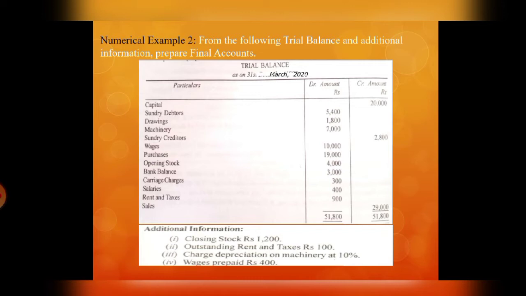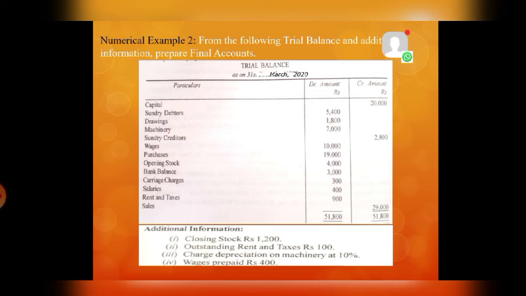But in actual practice, that doesn't happen. After preparing the trial balance, certain important things come to the knowledge of the accountant. So this is the example in which we will see how the adjustments have to be made. So the trial balance is given. Trial balance as on 31st March 2020. In the regular format, the trial balance is given, particulars, debit rupees and credit rupees.